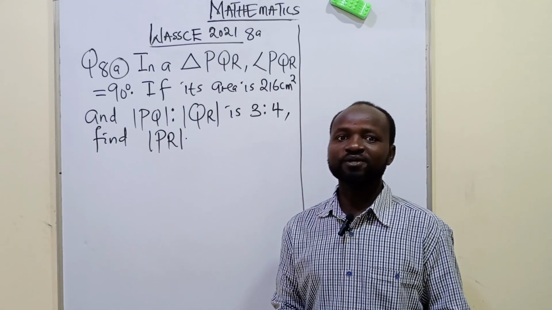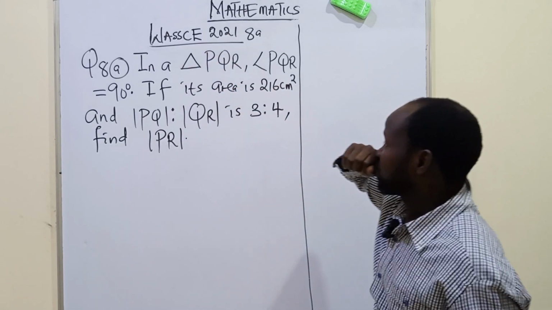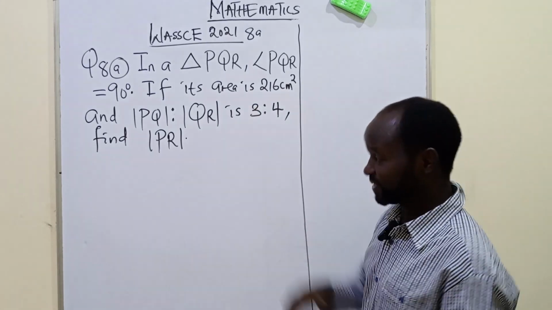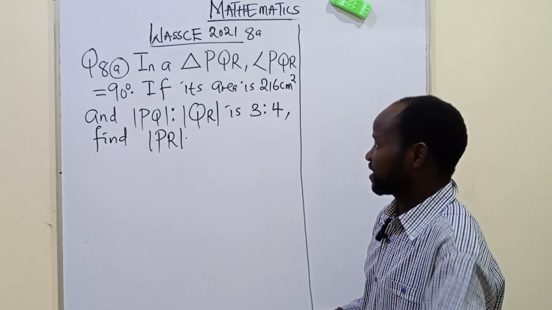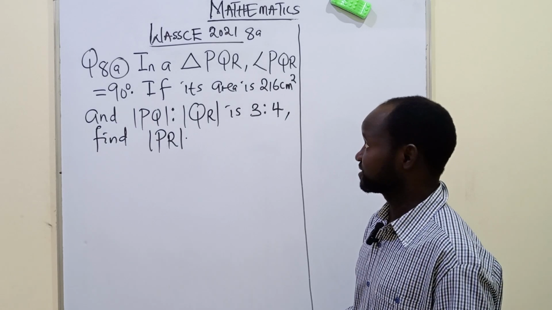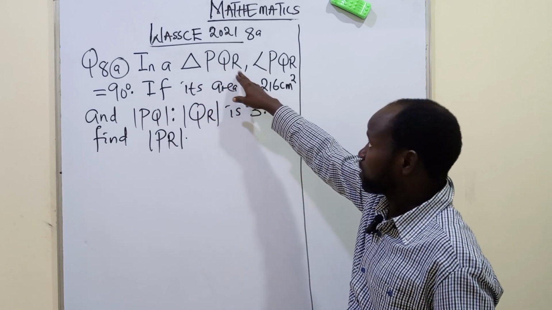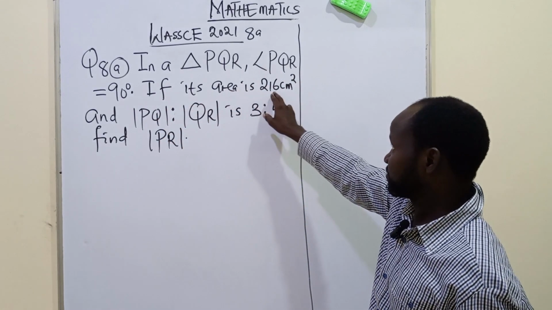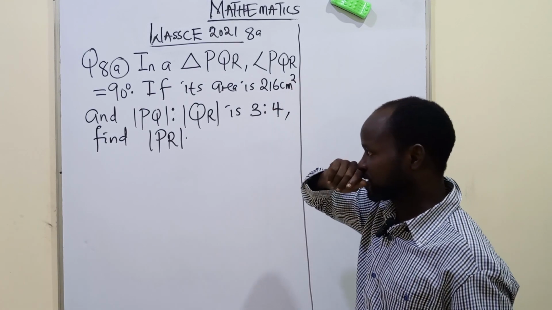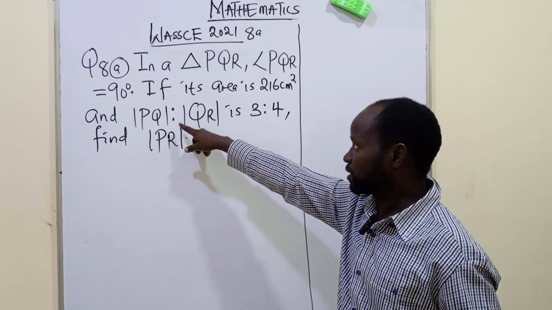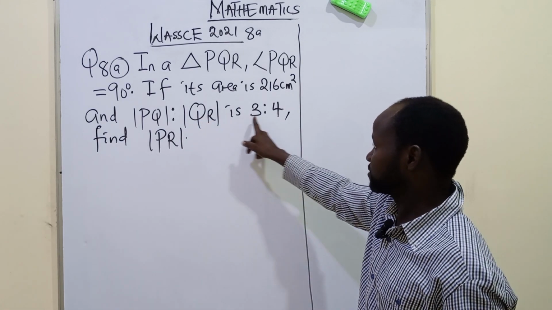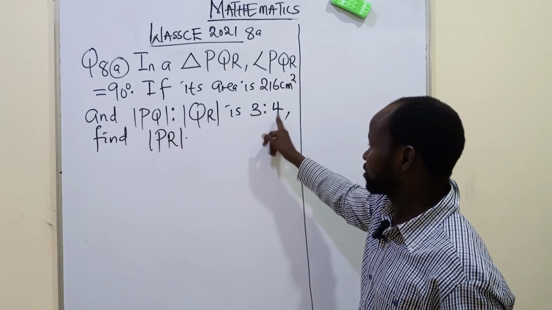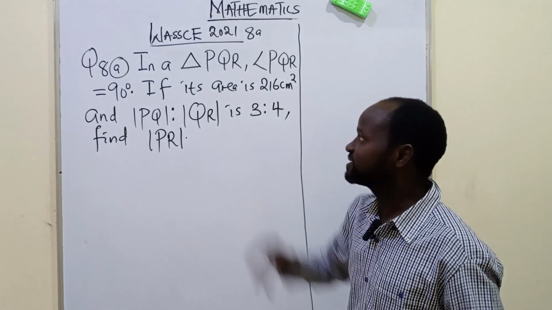In today's presentation, we're looking at a question from WASSCE 2021. This is from the theory part, and this is question 8A. This is mathematics. Let's look at how we can solve question 8A. Question 8A reads: in a triangle PQR, angle PQR is equal to 90 degrees. If its area is 216 centimeters square and length PQ is in the ratio to that of QR as 3 to 4, it means length PQ to QR is 3 is to 4. We are asked to find length PR.